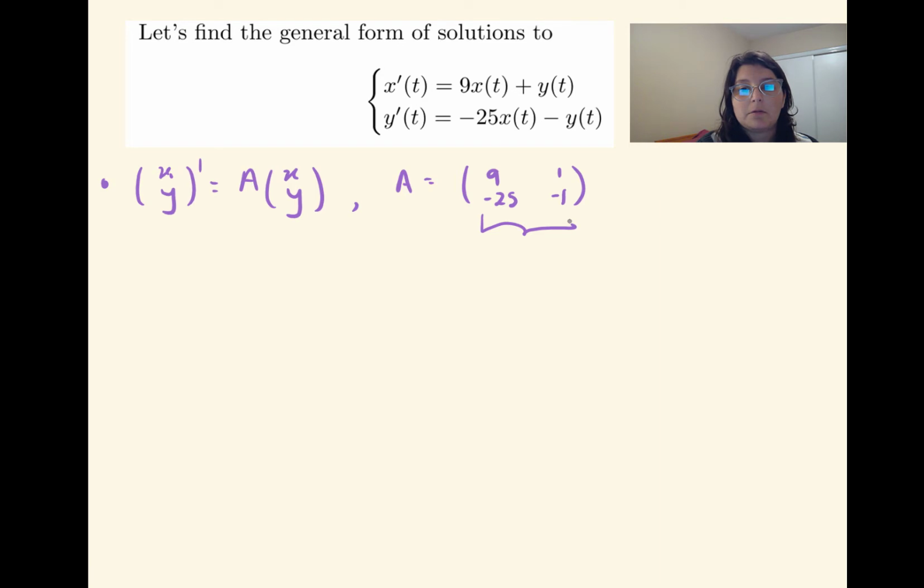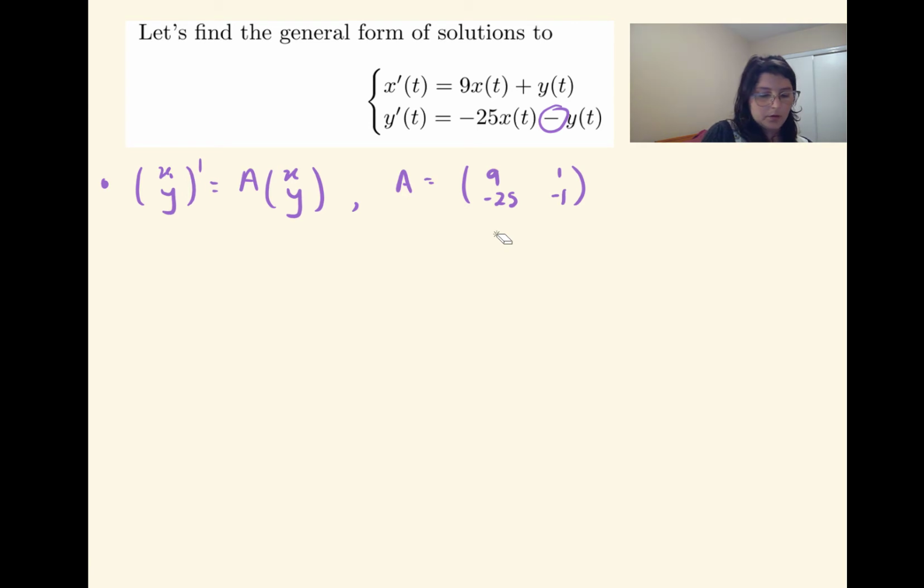So A will come from doing 9 and 1. For the first row, the 9 corresponds to this 9, the 1 corresponds to this 1, and then the second row of A comes from taking coefficients from the second equation. So we have minus 25 for x and minus 1 for y.